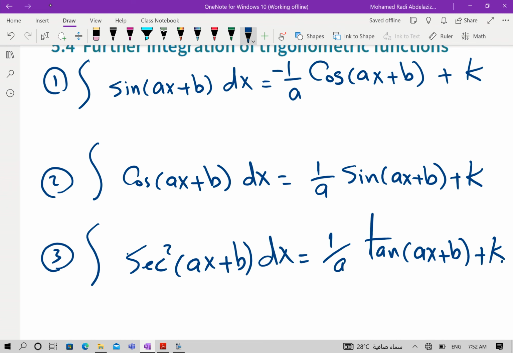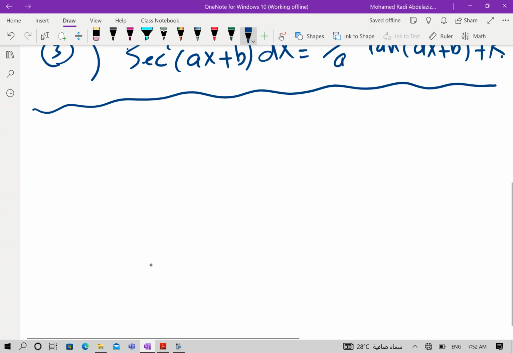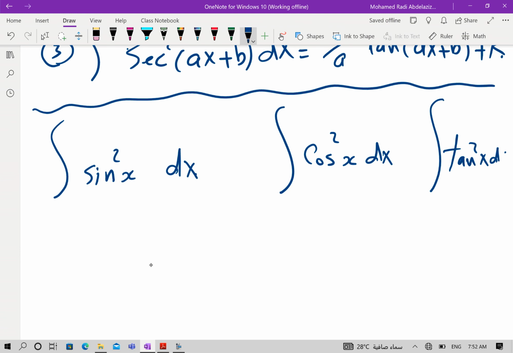Today, inshallah, we'll discuss how to integrate sine squared, cosine squared, and tan squared. Before integrating sine squared x dx, I will also explain cosine squared x dx, then explain tan squared x dx.